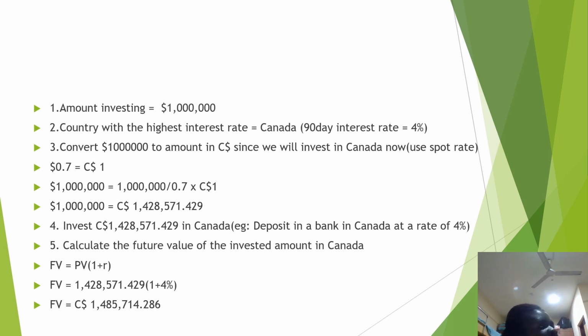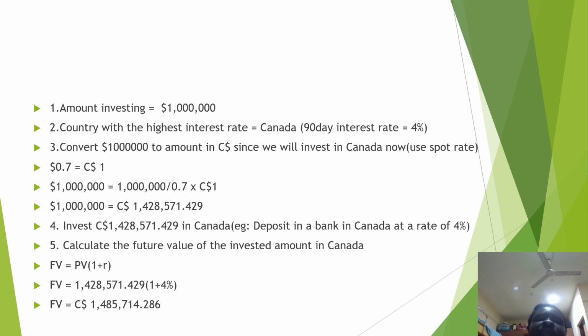And then the forward, so the ending period for capitalizing on the arbitrage, is also 90 days. So we don't need to divide the interest rate whatsoever. The country with the highest interest rate is Canada, and it's 4%, because the US is 2.5% or so. So now you convert your $1 million to an amount in Canadian dollars, because you're going to invest in Canada. You can't put US dollars in a Canadian bank. You have to put Canadian dollars in a Canadian bank, right?